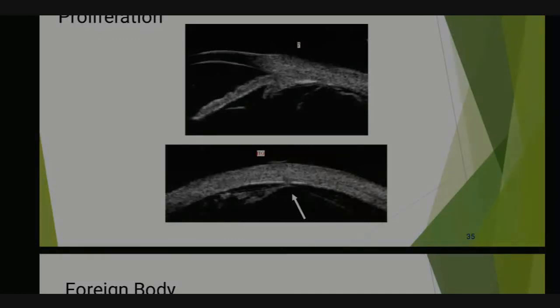So temporals, maybe it will be 7 o'clock to 8 o'clock, or 10 o'clock, or it may be 4 o'clock or 2 o'clock. So where they do the sclerotomy, we mostly scan in those clock hours to see whether any proliferation is there or not.